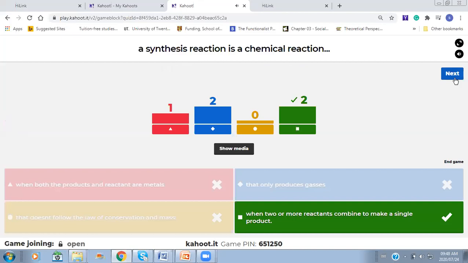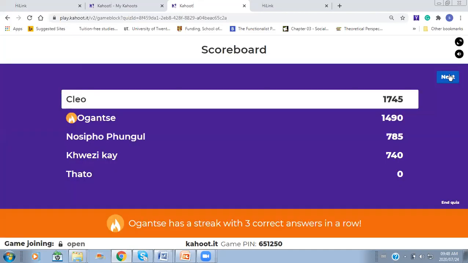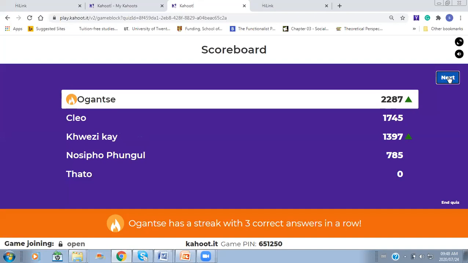A synthesis. All right. A synthesis reaction is a chemical reaction in which two or more reactants combine to form a what? A single product. Yeah. Two people got this one right, and three didn't. Let's see those people. Okay. Yes. So two people got it right, but the first to answer was Ongase and Crazy. Okay. Let's go on.